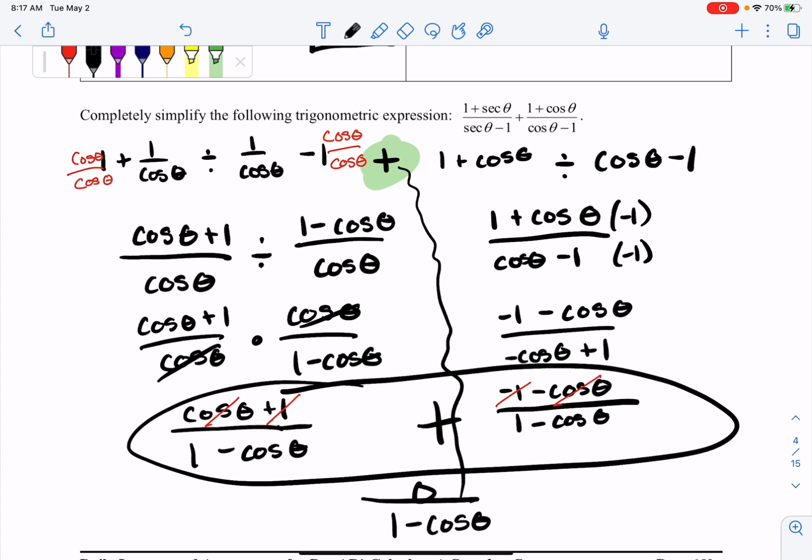Well, what is 0 divided by anything? Just 0. So this actually simplifies all the way down to 0. And notice they said simplify the trig expression. They didn't say write it as a singular or anything like that. So it's fully possible that we get something like 0 in the end, which is what we got.